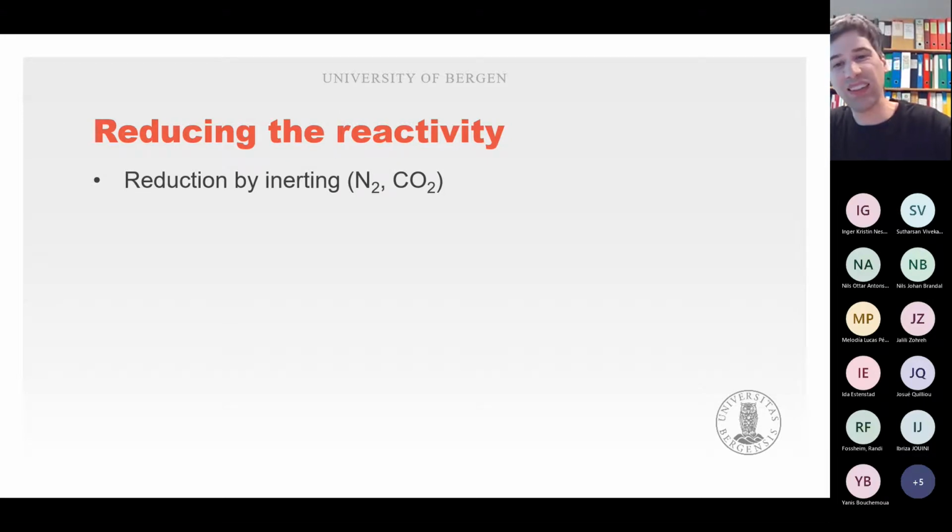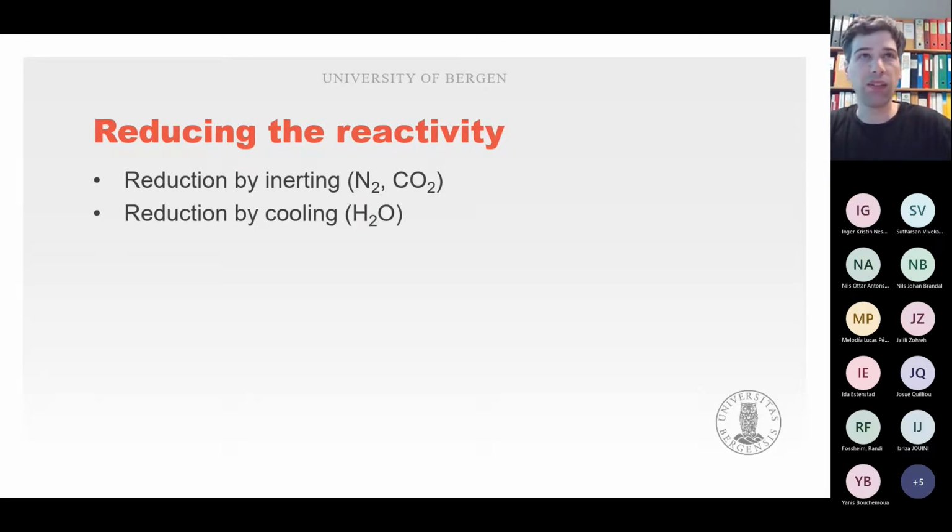If you have a leakage, you cannot try to pump in enough nitrogen or CO2 to prevent a big explosion from happening. So it has limited applications.